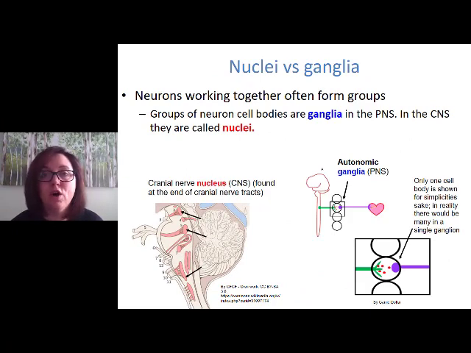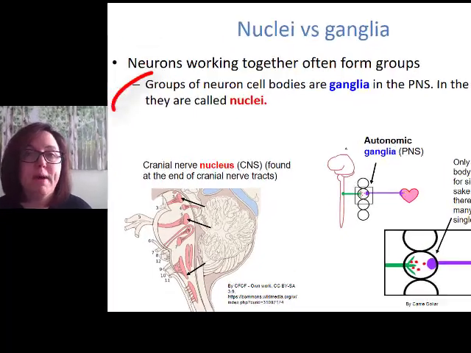Now, just like we had an alternate term for a bundle of axons in the peripheral nervous system, we have an alternate term for a group of neuron cell bodies in the peripheral nervous system. So instead of calling this a nucleus, we call it a ganglion. So a ganglion is a group of neuron cell bodies in the peripheral nervous system. And these groups of neurons are working together to perform a particular function.